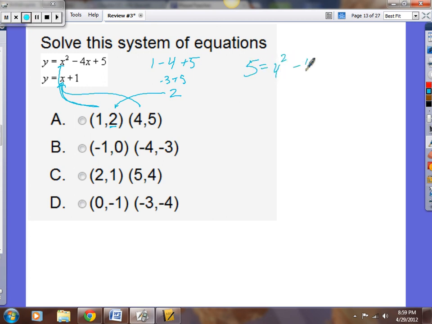It should be 4 squared minus 4 times 4 plus 5. Alright, so 5 is equal to 16 minus 16 plus 5. And 5 is equal to 5 because that zeroes out. So A works. A works for the top and A works for the bottom. So it's got to be A. And you don't need to plug in B, C, or D.